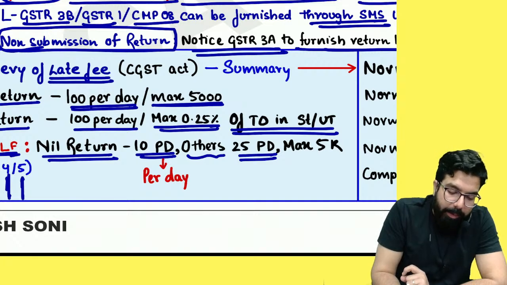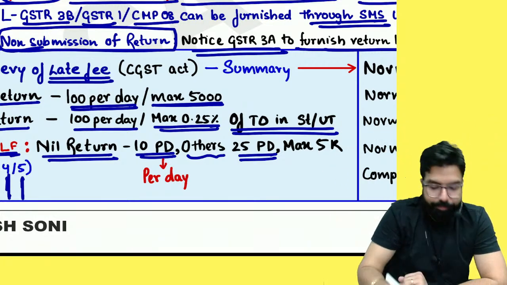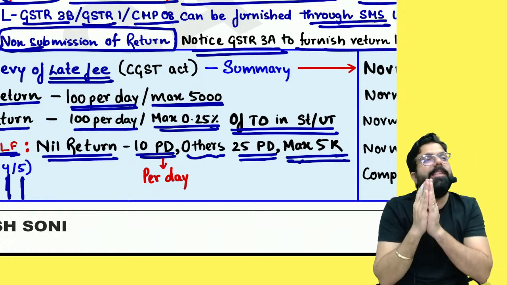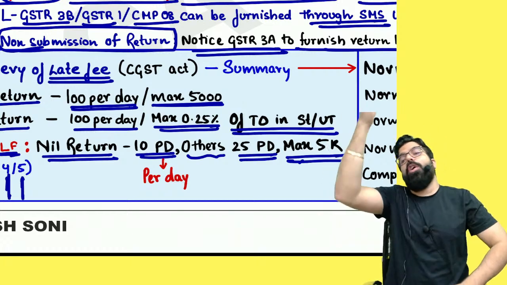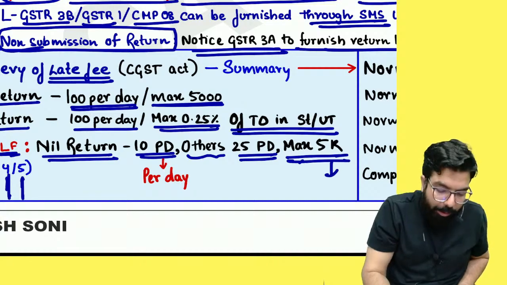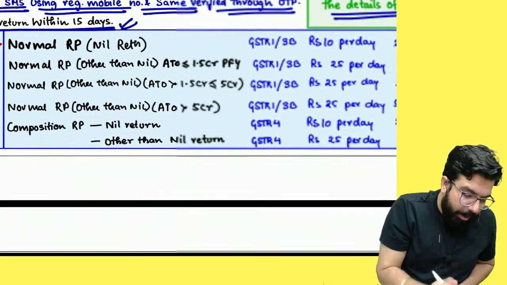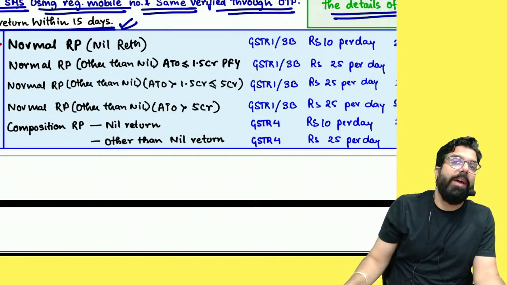25 rupees, but it can become maximum how much, everyone? But then people told, sir, please reduce this 5,000 also, because I did not file for so many days. You are telling 5,000 late fee. So government reduced this amount also, and hence I have written the final thing over here, which you have to remember, how much is the late fee for late filing of return.